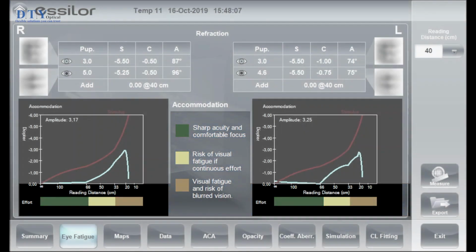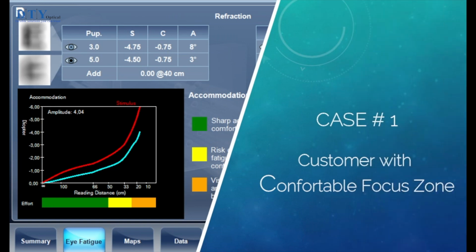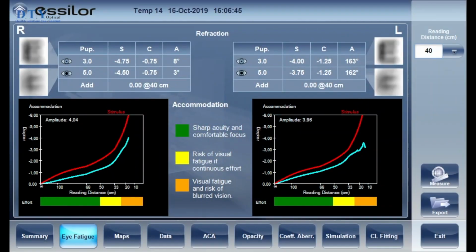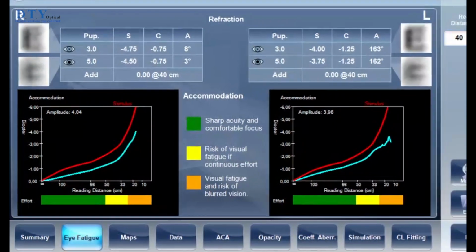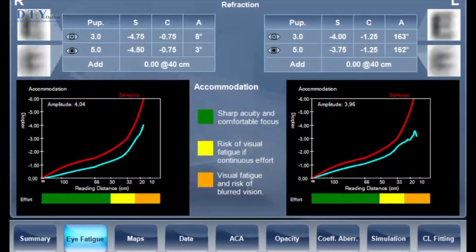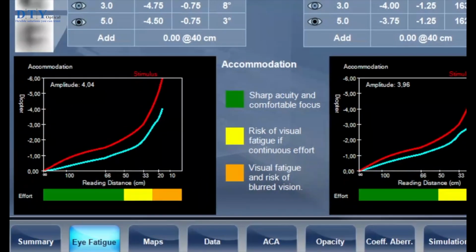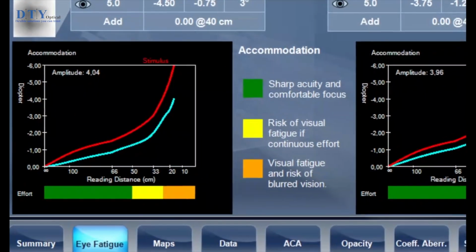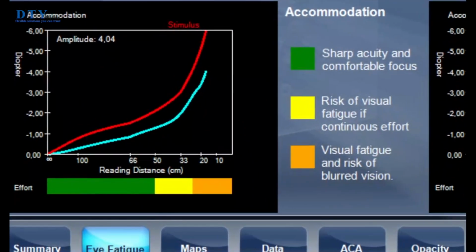Let's now review three typical cases the eye care professional might face in his everyday job. Case 1. Patient with comfortable focus zone. In this case, we notice a comfortable zone from far to intermediate distance, the green zone, then a risk of visual fatigue in near vision, and finally visual fatigue and/or risk of blurred vision under approximately 20 centimeters. This patient should be comfortable at any distance while wearing the right correction.